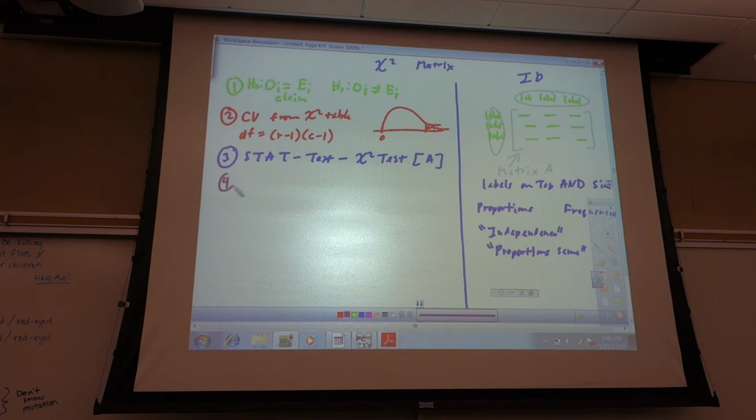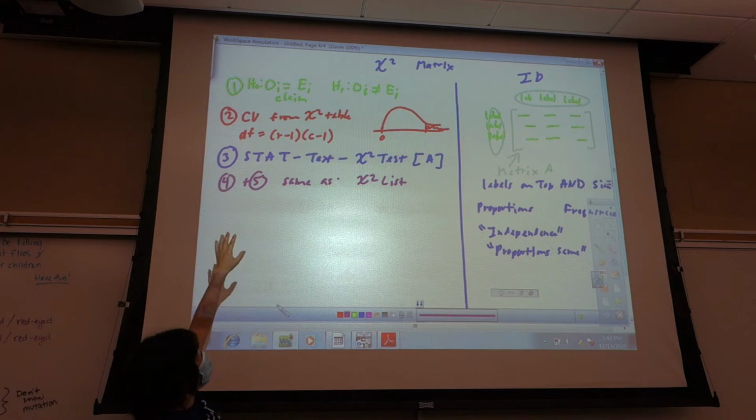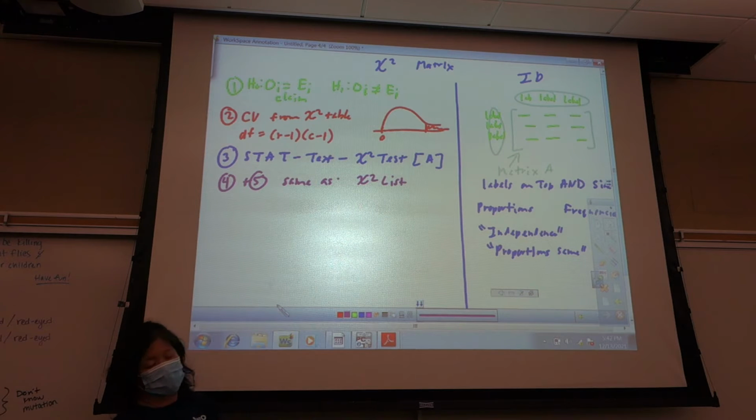So 4 and 5 are the same as chi-squared list. So really 1, 2, 4, and 5 are all the same as chi-squared list. The only difference is degrees of freedom. Does that sort of make sense? Those are all the same. Right, the only thing that's different is step 3 and degrees of freedom. Otherwise, it's the same as a chi-squared list.